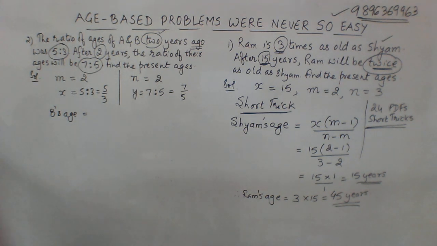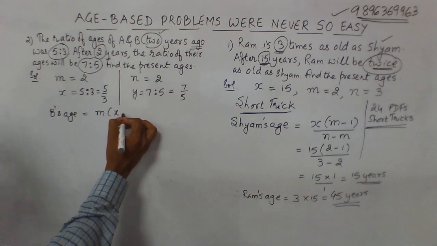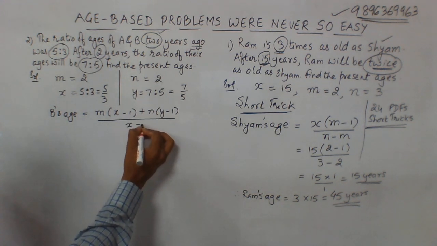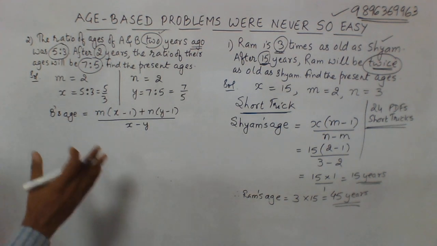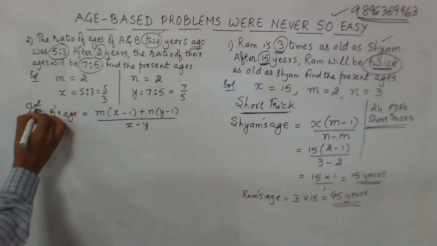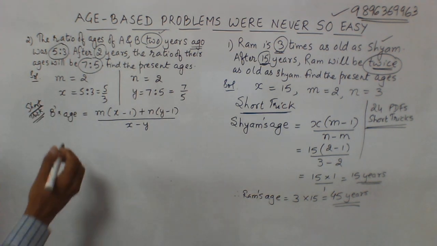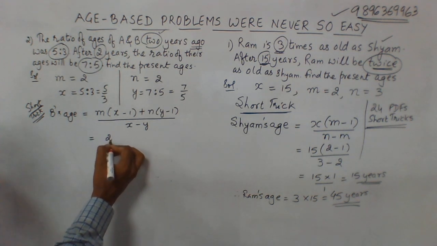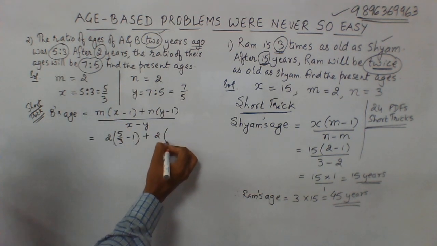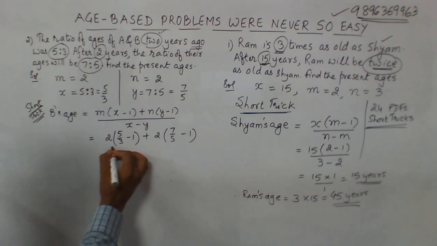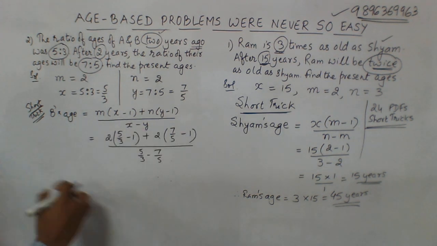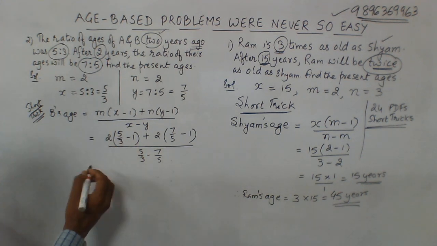Now B's age can be found out by using the relationship: M into (X minus 1) plus N into (Y minus 1), upon X minus Y. This is the direct formula, the short trick, for finding the age of B without formulating any kind of equation. So let us substitute the values here. M is 2 and X is 5/3, so 5/3 minus 1, plus N is 2 and Y is 7/5, so 7/5 minus 1, upon X minus Y, which is 5/3 minus 7/5. So I'll have to solve this part and get to the value of the age of B.